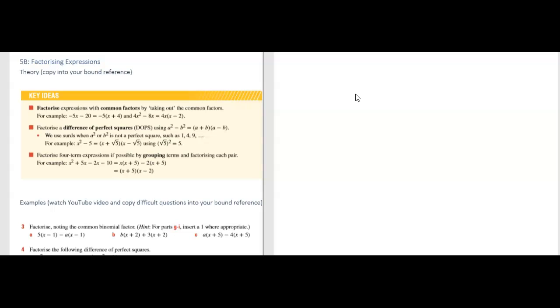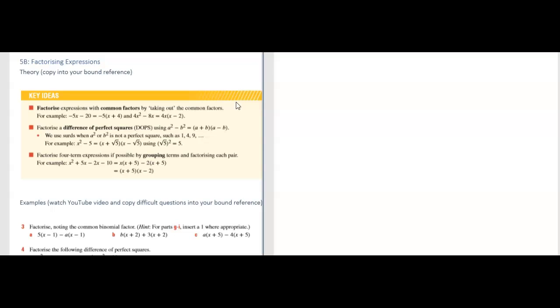All right, ladies, in this video, we're going to go through 5B, factorising expressions. So make sure you copy the theory into your bound reference. The key ideas are taken straight from your textbook. You can copy them down or print them and stick them in your book, but please make sure they're in there. So let's quickly go through the key ideas.